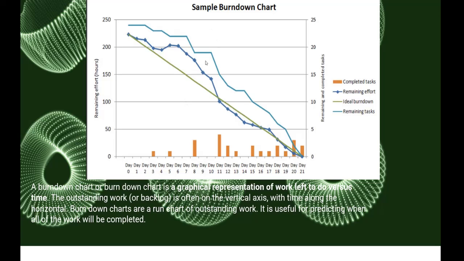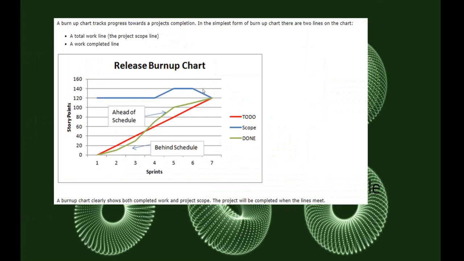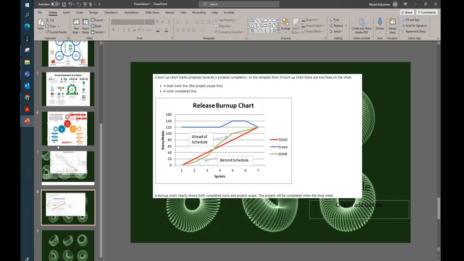So the burn down chart shows how much work we have left to do, and the burn up chart shows the completed work and project scope. This is the project scope. This is the completed work, and this is the ideal condition that we need to achieve. If we are above it, we are ahead of schedule. If we are below it, we are behind schedule, and if we are in here, we are done with our work. Right. All right. I think we are done. Thank you.